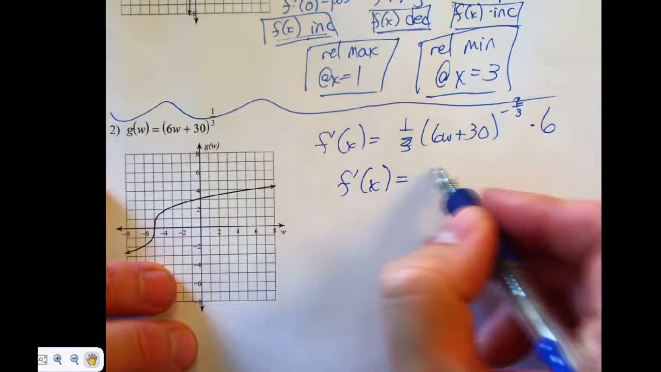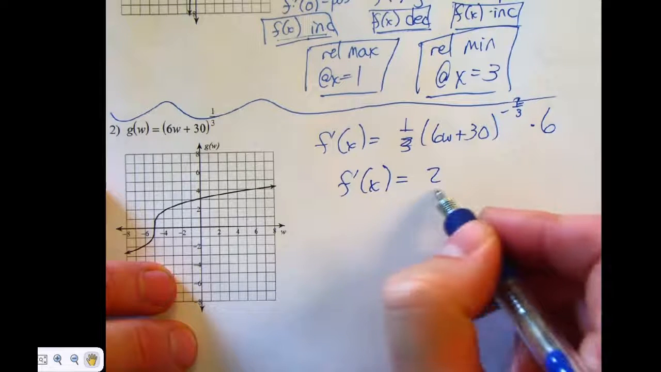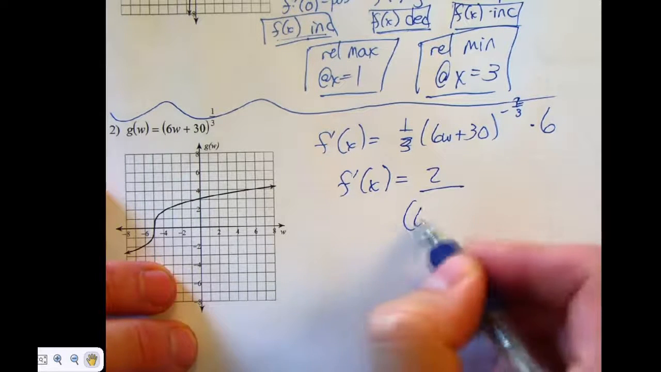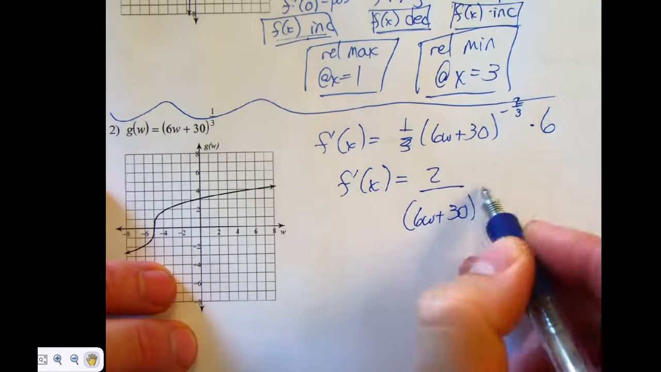So isn't this 2 over 6x plus 30 to the 2/3?